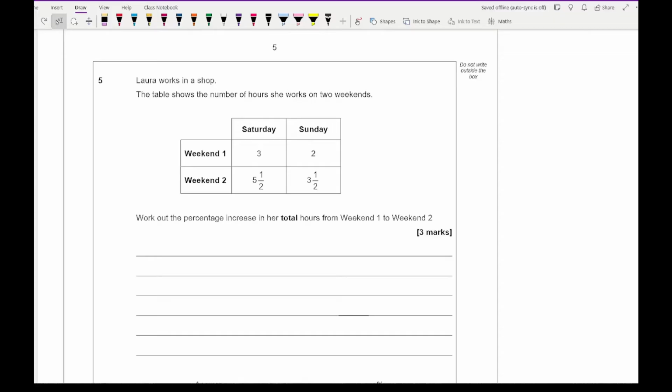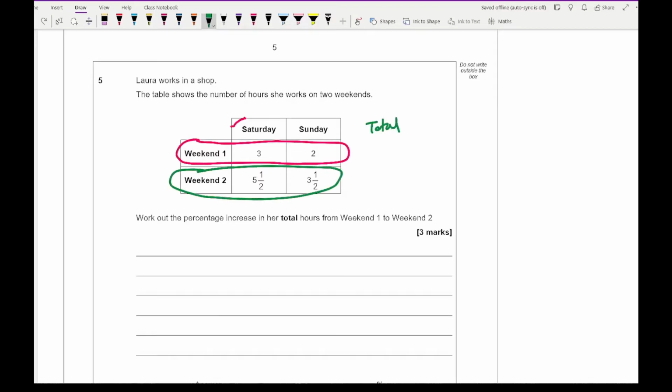So moving on to question 5, it says Laura works in a shop. The table shows the number of hours she works on 2 weekends. Work out the percentage increase in her total hours from weekend 1 to weekend 2. So don't let the columns distract you. This is weekend 1 and this is weekend 2. The total hours for weekend 1, she's done 2 plus 3, which is 5, and she's worked a total of 9 hours in weekend 2. To work out percentage increase, the formula is the difference divided by the original multiplied by 100. So the difference is 4, divided by 5, multiplied by 100, and that gives me a final answer of 80%.